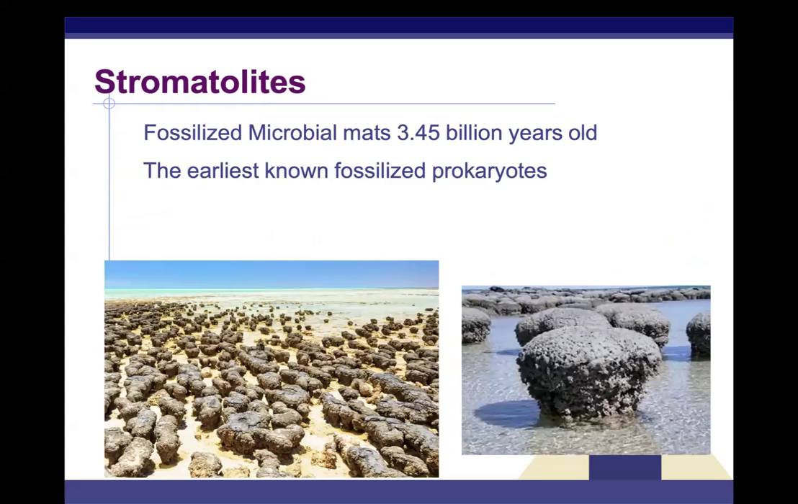Here are pictures of what are called stromatolites, which are big fossilized microbial mats. And this is where we find evidence of the earliest prokaryotic cells, in these big hulking piles of fossilized microbia from almost 3.5 billion years ago.